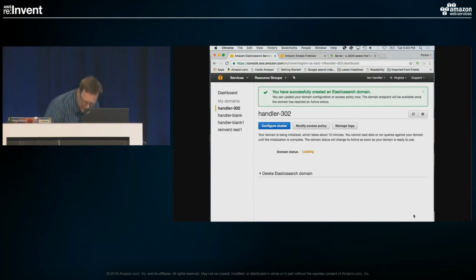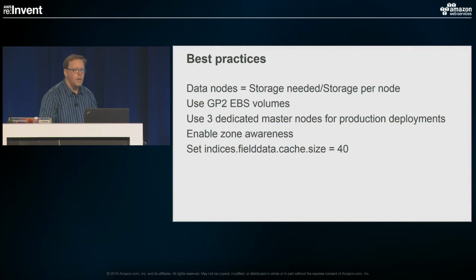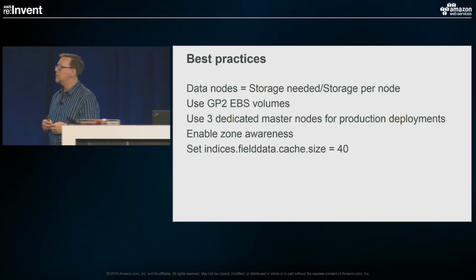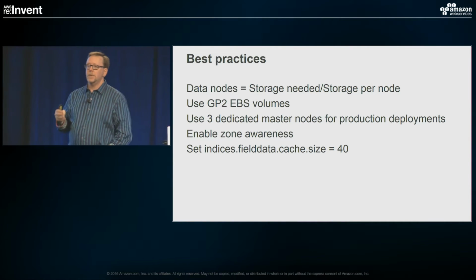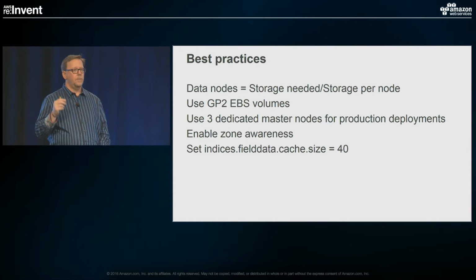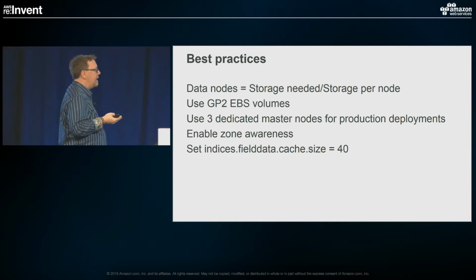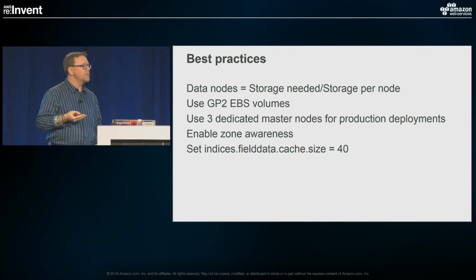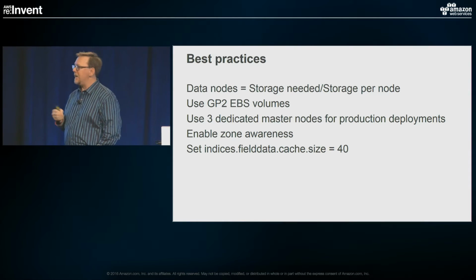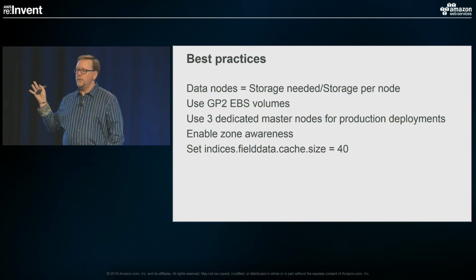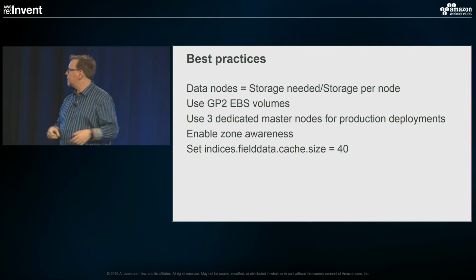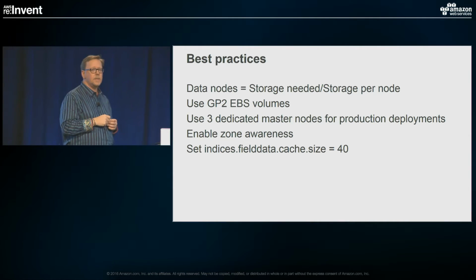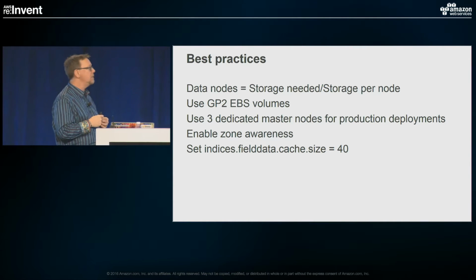And let us quickly recap what we talked about here. So to get started, pick a set of data nodes which is based on the amount of storage you need per node. Then use the GP2 EBS volumes. Use 3 dedicated masters. We do want to use zone awareness. That splits our cluster. That's nice. And set the indices field data cache size to 40.